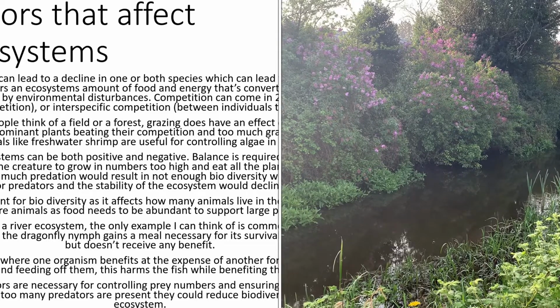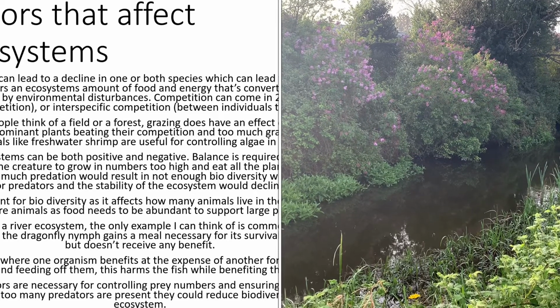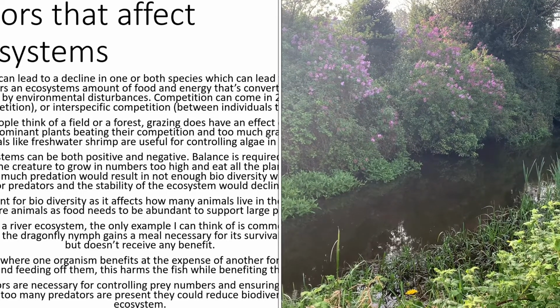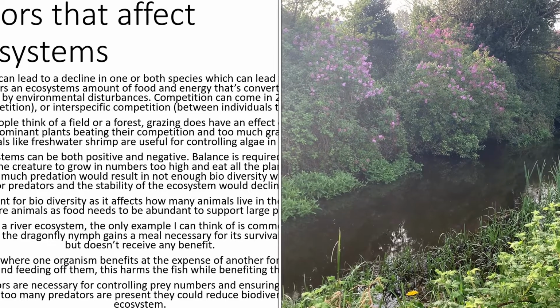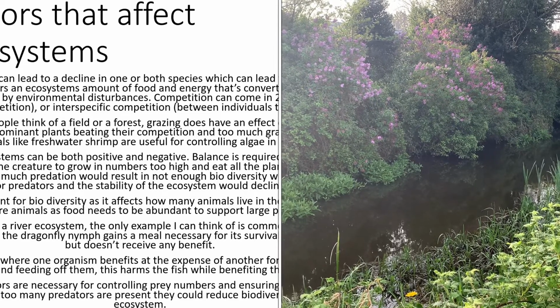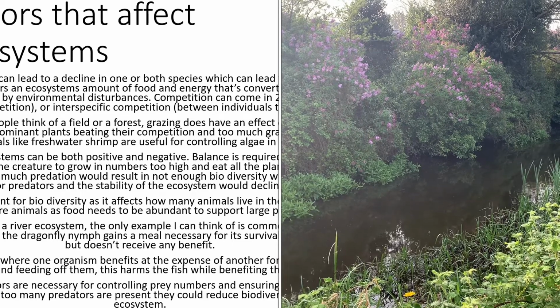Parasitism is a relationship where one organism benefits at the expense of another. For example, lampreys latching onto fish and feeding on them. This harms the fish while benefiting the lamprey.